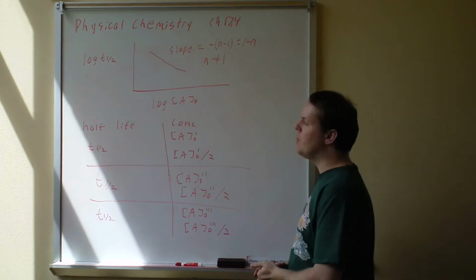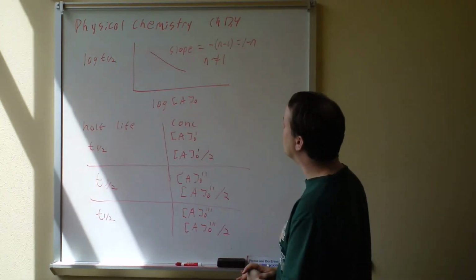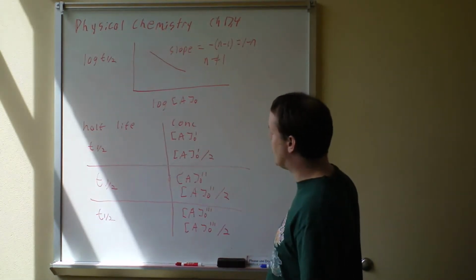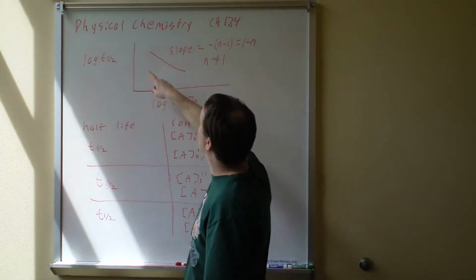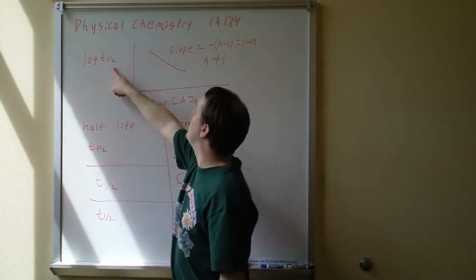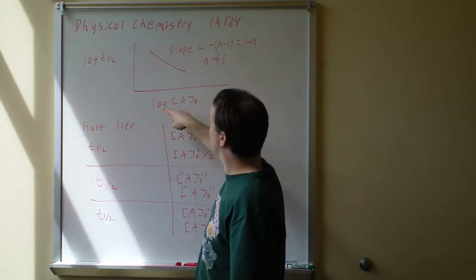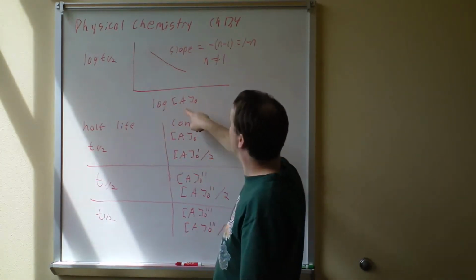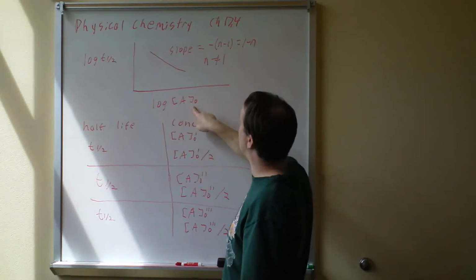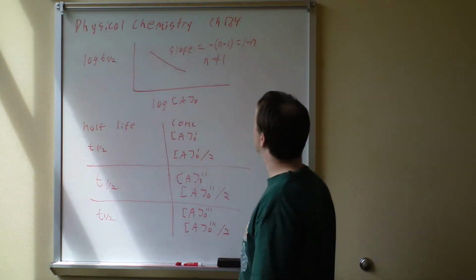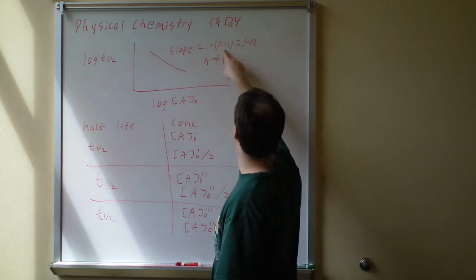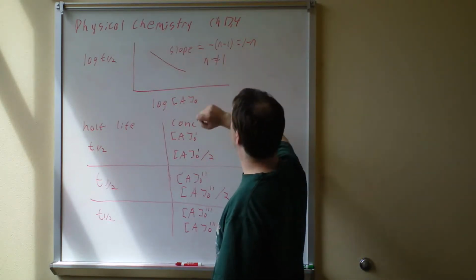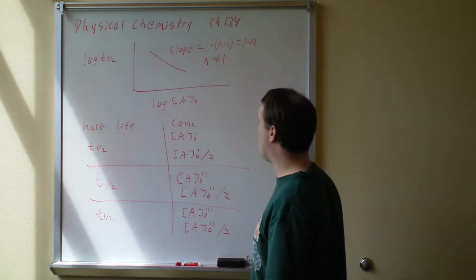Okay, continuing on physical chemistry, chapter 17, section 4, we're doing the half-life method of determining rate equations. So we're graphing the logarithm of the half-life, the time for each half-life, against the logarithm of the initial concentration of A. If we do that, we showed before how the slope is going to be equal to minus n minus 1, which is equal to 1 minus n, as long as n is not equal to 1.